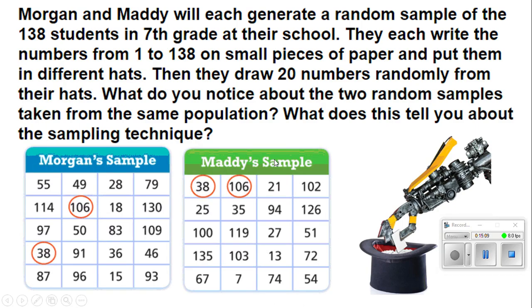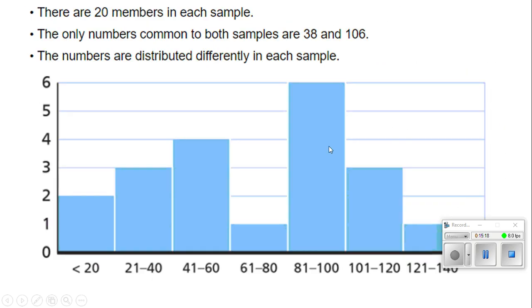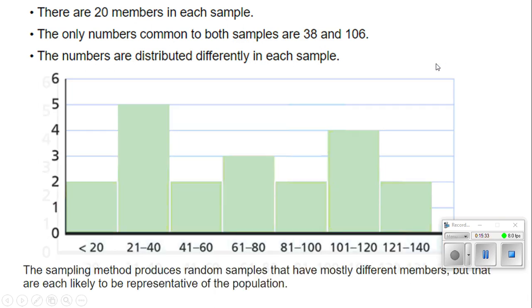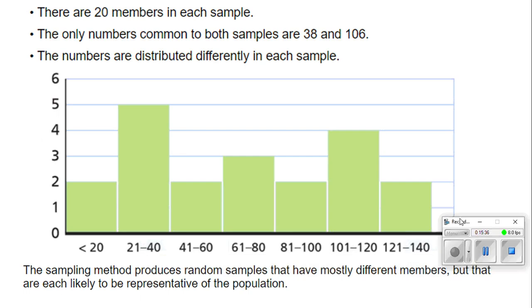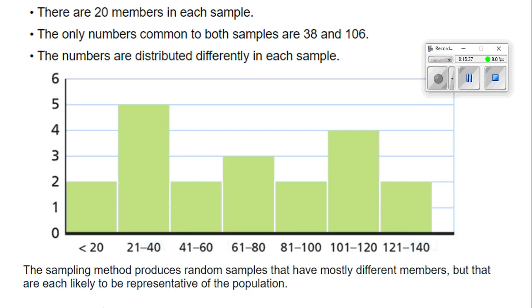Well, Morgan's sample and Mandy's sample, you might notice, only had two numbers in common, 38 and 106. There are 20 members in each of their samples. Only the numbers common to both samples were 38 and 106. The numbers are distributed differently in each sample. You have one sample here and another here. The sampling method produces random samples that have mostly different numbers, but that are each likely to be representative of the population.